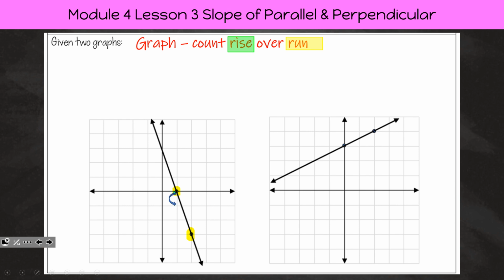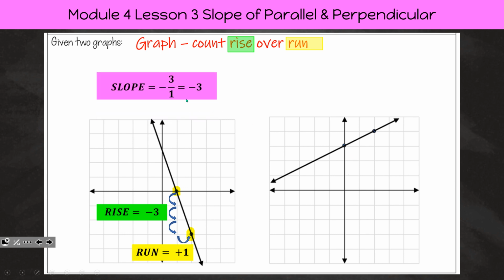So from this point to this point, how did I move? Well, I went down 1, 2, 3. So my rise is negative 3, and I went over 1, so a positive 1. So my slope is a negative 3. Negative 3 over 1 simplifies to be negative 3.